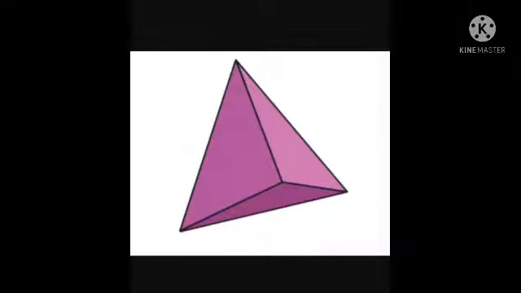This is another pyramid. As you know, the base of this pyramid is a triangle, so this pyramid is also called a triangular pyramid. A pyramid is identified by the shape of its base, right? If the base is triangular, it is called a triangular pyramid, or otherwise also called a tetrahedron. If the base is a square, it is called a square pyramid.